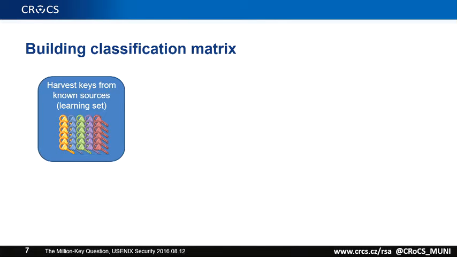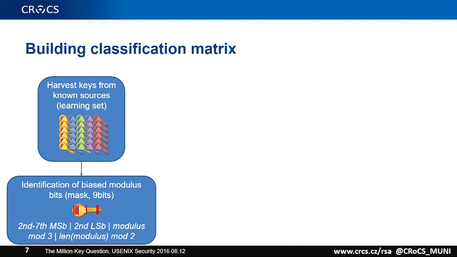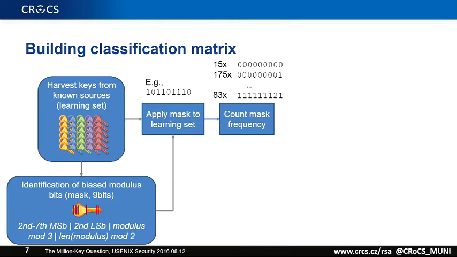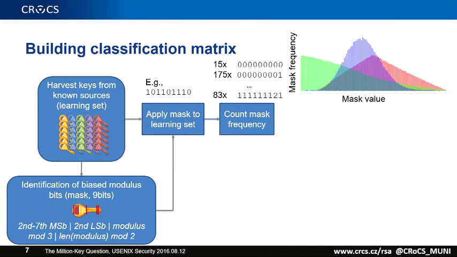So when we know that there are these implementation choices that bias some bits of the public modulus, we can use this for classification. We will start during the learning phase with a lot of keys, over 60 million keys, at least a million from every source. And we already know from the previous analysis which particular bits are biased in a public key. So for every source, we can apply this mask to a public key and get a particular mask value, okay? We will do this over 1 million keys and then count the frequency of different mask values. As a result, we will get a histogram.